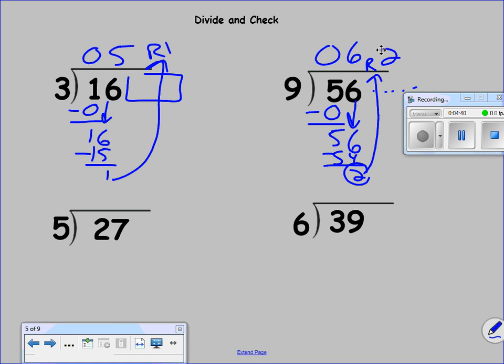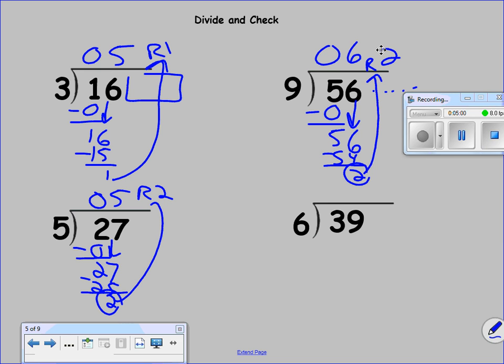Take a look here. How many times does 5 go in 27? Subtract. 0. You have a 2. Bring down the 7. 5 goes into 27 5 times. 5 times 5 is 25. I'm going to subtract. I've got a 2. Bring the 2 up. Remainder 2. Okay. Hopefully this is helping you a little bit.